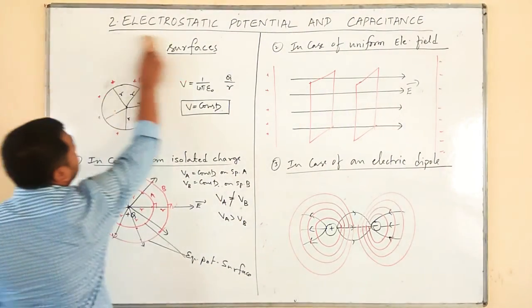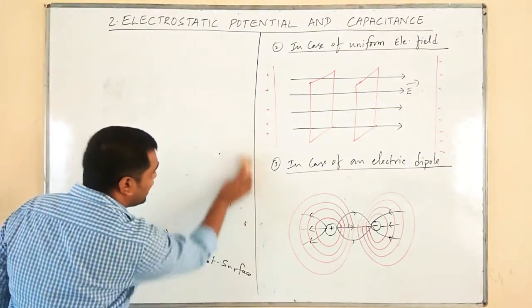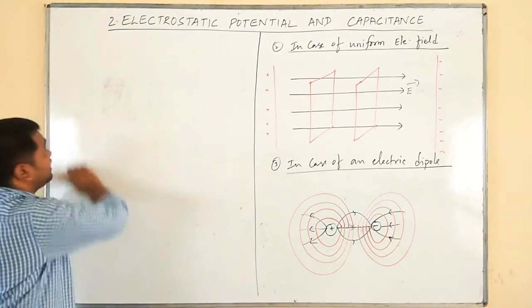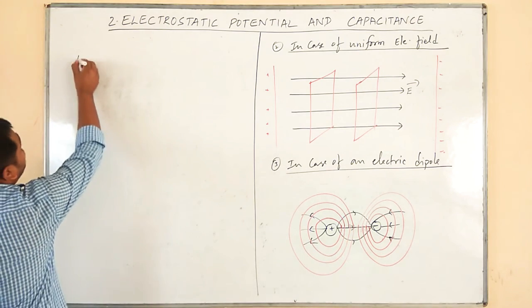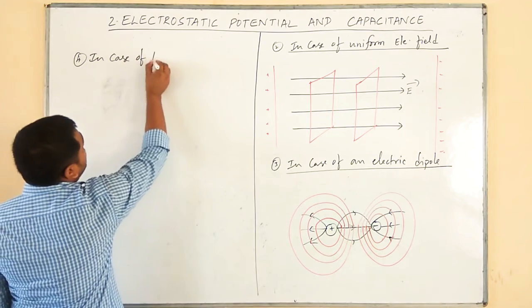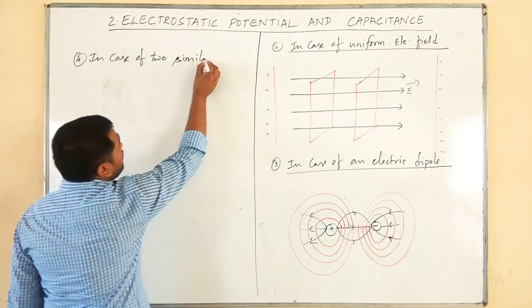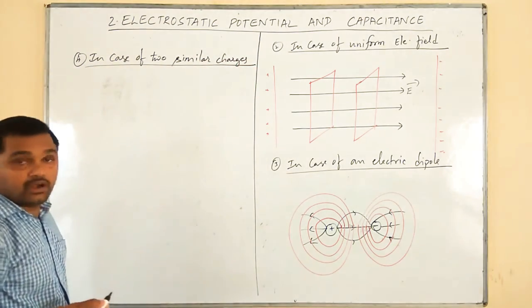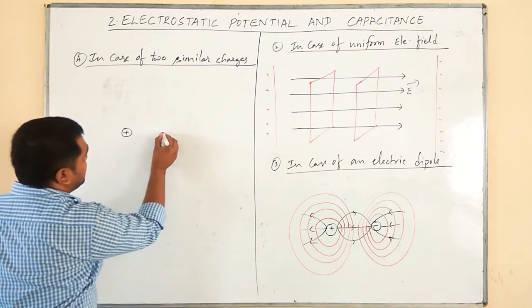Next, similarly, equipotential surfaces in case of two like charges, which is not mentioned in your syllabus, but try to keep it in your mind. Fourth one, in case of two similar charges. Okay. I will take positive charges.